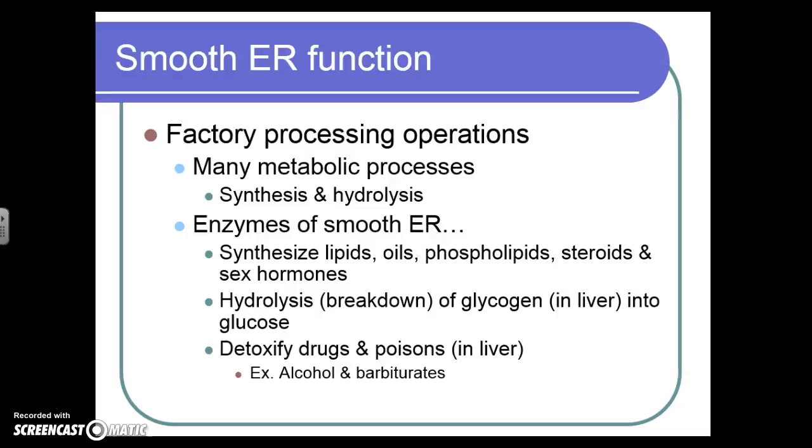Now, factory processing: what's going to take place here is the building and breaking of materials. As I already said, the rough ER does that for proteins, but in the smooth ER, the function is for creation and breaking down of other things. Enzymes found in the smooth ER help create lipids, oils, phospholipids, and steroids. These can be things like cholesterol and sex hormones such as androgens or estrogen. It also handles the breakdown of glycogen in our liver, through the hydrolysis reaction that creates glucose, and can also be utilized to detoxify drugs.